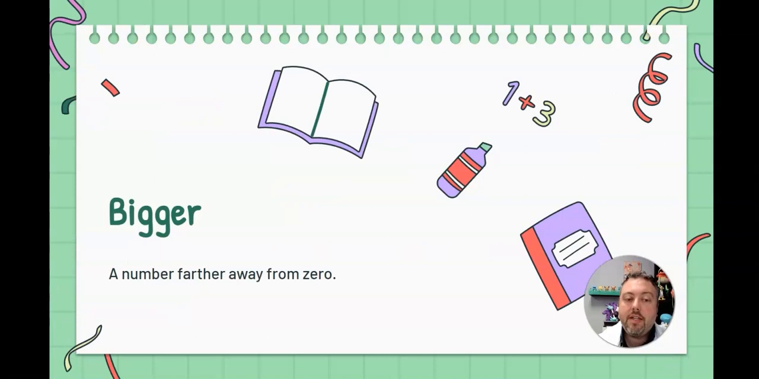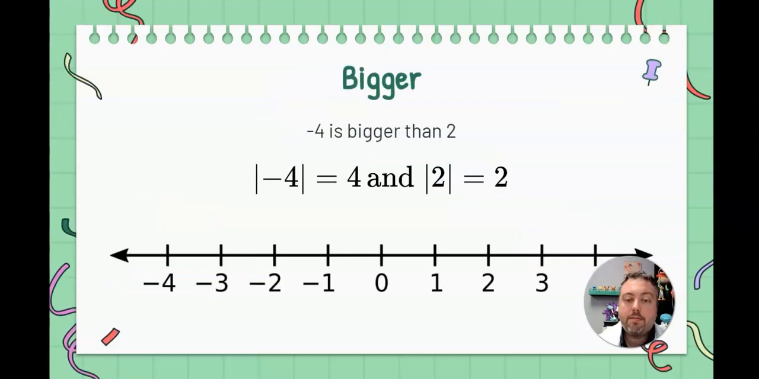These are completely different terms that have to do with the distance a number is away from zero. The farther a number is away from zero, the bigger the number is. The closer a number is to zero, the smaller a number is. Let's take a look at some examples. Let's start with bigger.